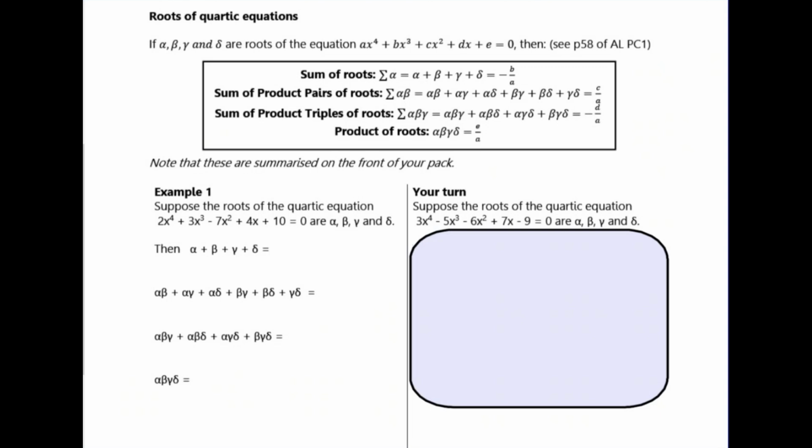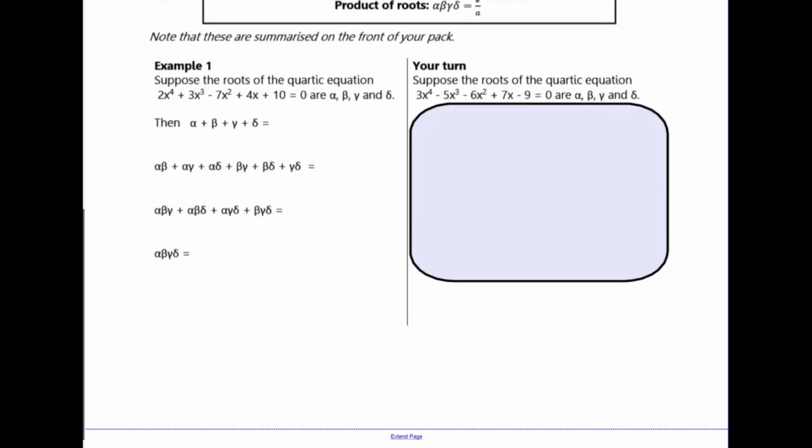For the sum of the product triples, this is the same as the product of the roots of a cubic. That result is equal to minus d over a. There are 4 combinations for that. And the product of all 4 of the roots of a quartic is equal to e over a. So notice the repeating patterns of b over a, c over a, d over a, e over a, and the alternating sign patterns of minus, plus, minus, plus. Should hopefully make this not too bad a thing to remember. But you do need to learn these results. They're not on the formula sheet.